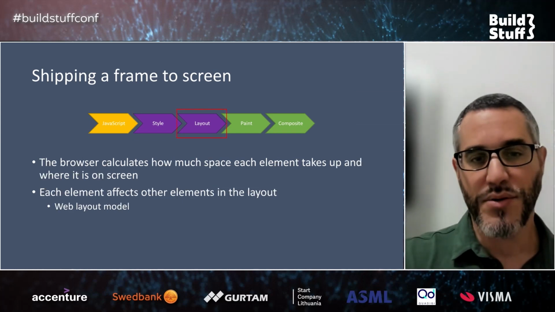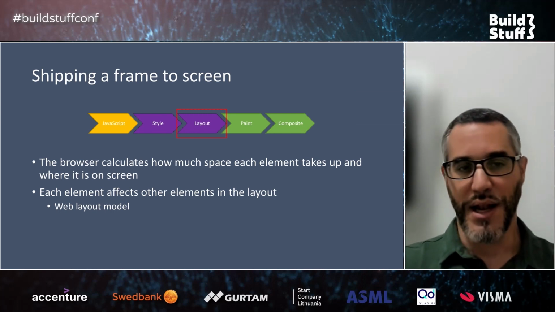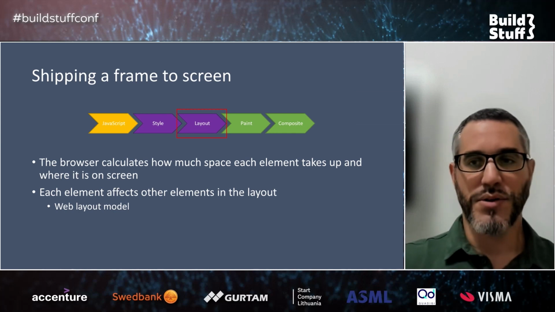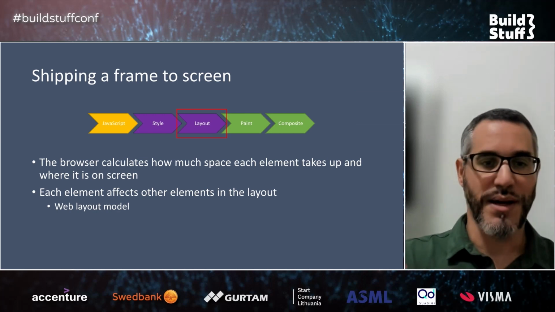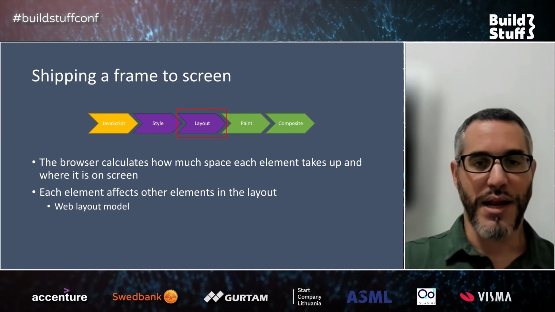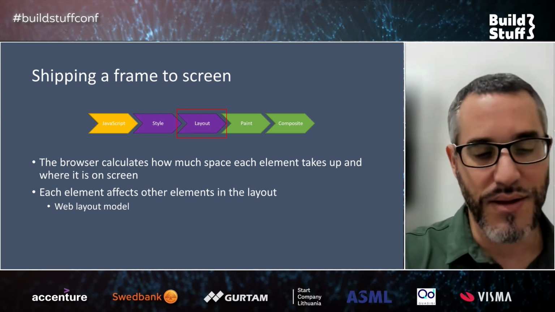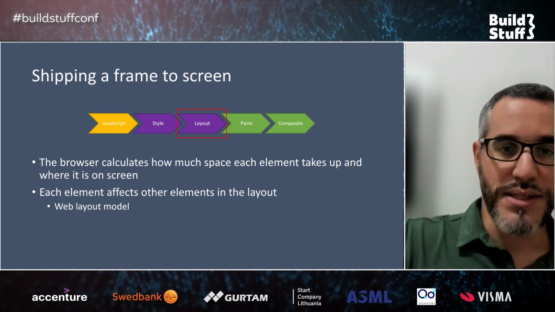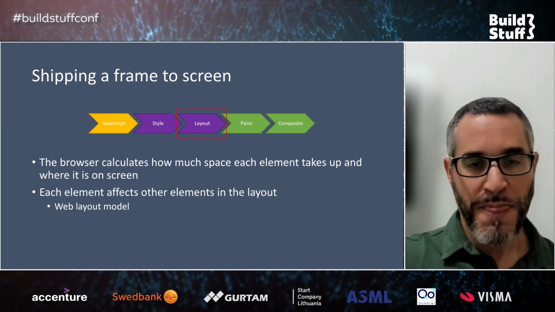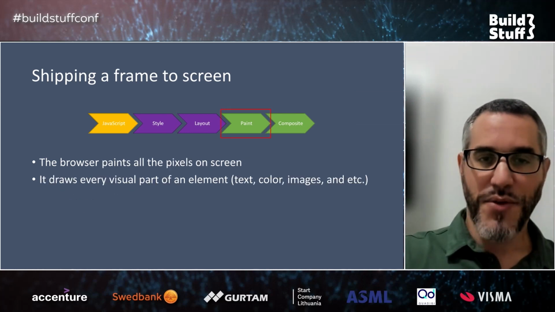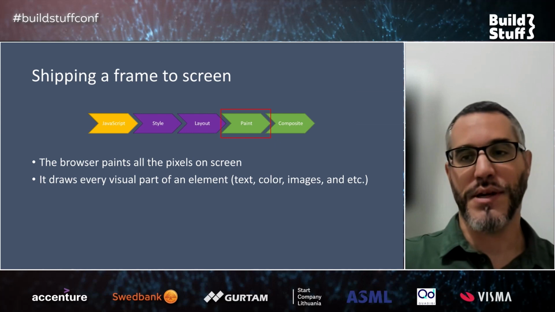The third part of the process is called layout. In the layout, the browser is going to calculate how much space is going to be needed for each and every element on the screen. It's going to do the process left to right, top to bottom, which is the web layout model. And it is going to do it according to the CSS rules that it calculated in the style step.